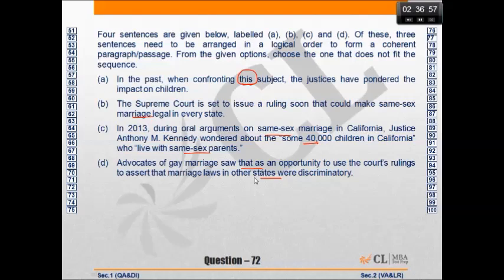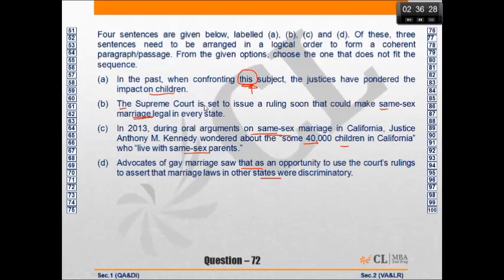I'm not sure, let me just go through them again. Let me see which are the ones which are connected. Okay. This subject has to be the same-sex marriage. Yeah, so same-sex marriage is mentioned out here, and this subject has to be the same. In the past, when justices have pondered the impact on children. Yeah, this is also talking about children. ABC connected. Let me just go through them.